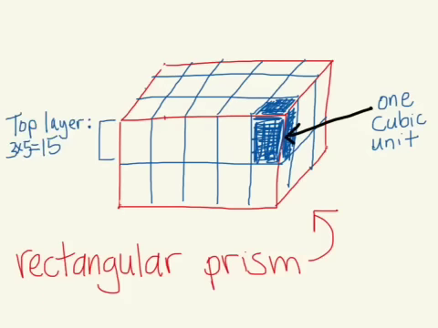And if we're talking about a rectangular prism or a box, we know that it'll have the same number of layers on the top as the bottom. So our bottom layer would also have 15. We could add those up together and figure out that our total volume would be 15 plus 15 is 30 cubic units.